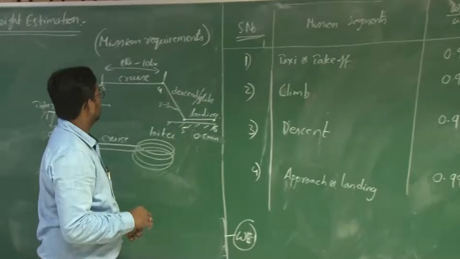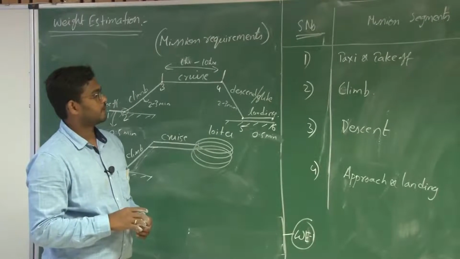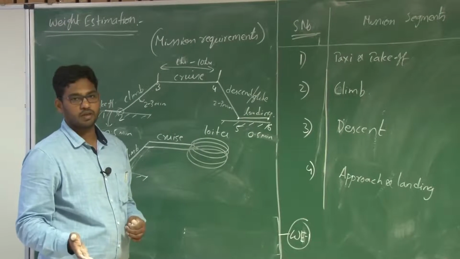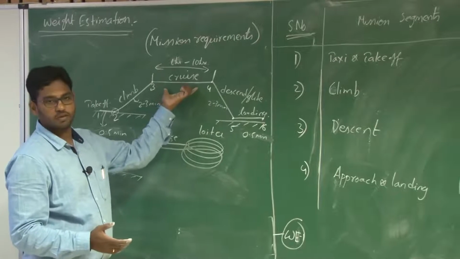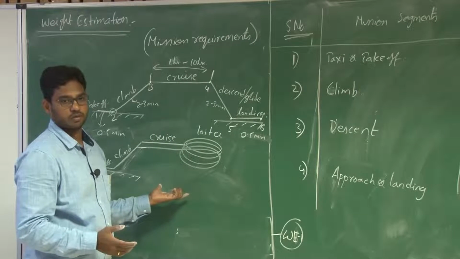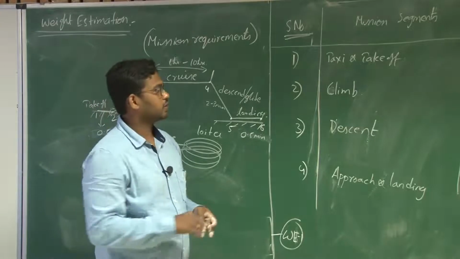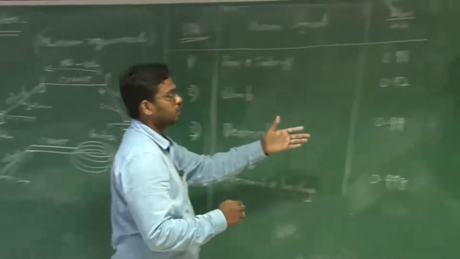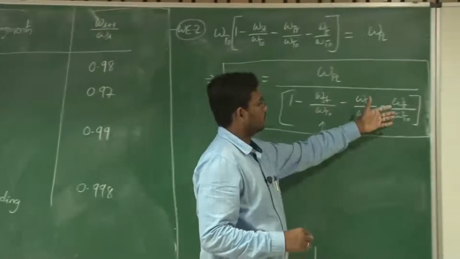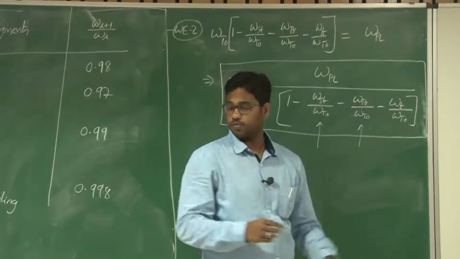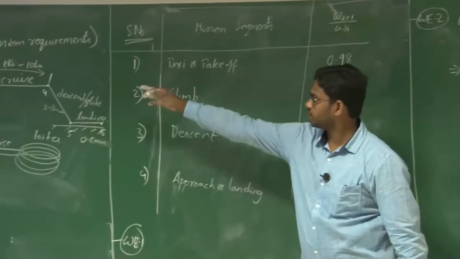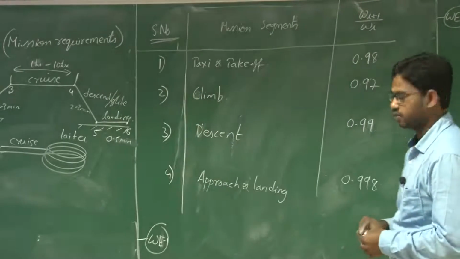So the major difference for each and every design will come due to the cruise and loiter. That is a major segment of your mission, right? Now let us estimate the fuel loads for this particular segment, cruise and loiter, right?